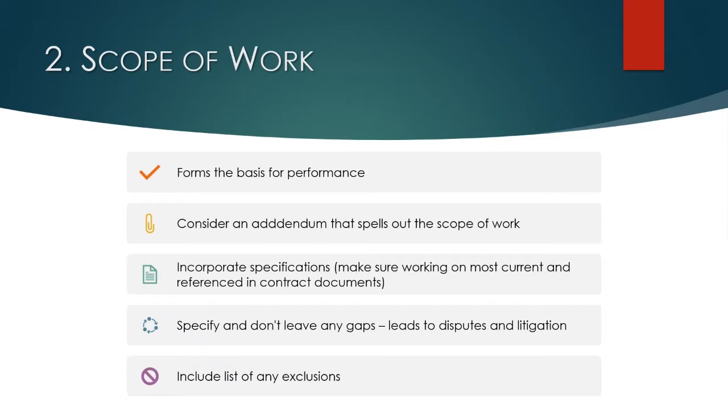Give some consideration to whether you want to have an addendum that more specifically spells out the scope of work to be performed, rather than just something along the lines of defining the work and saying it's going to be performed in accordance with the construction documents. Specificity here is great. The more specific, the better. Do your best not to leave any gaps in the scope, because that ultimately will likely lead to disputes and possibly litigation.